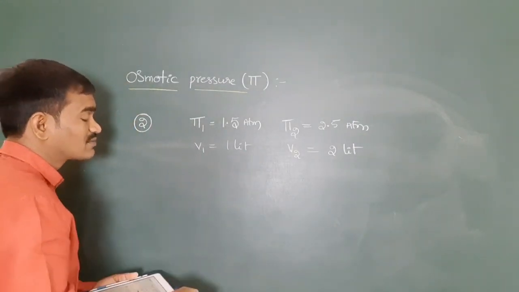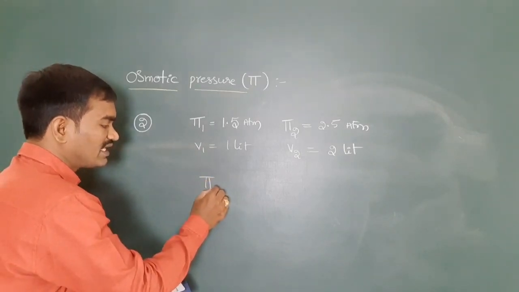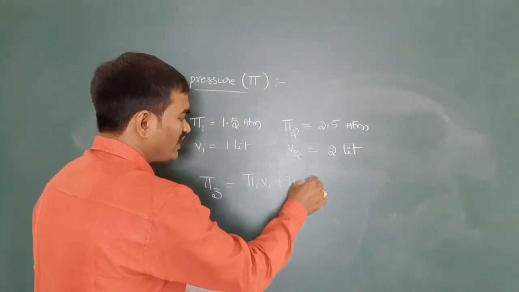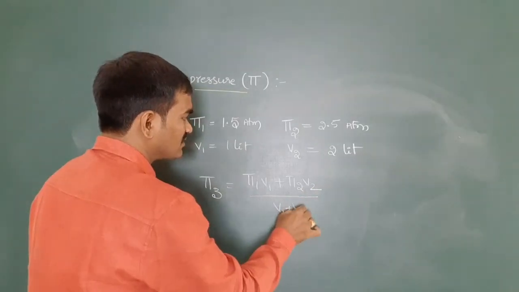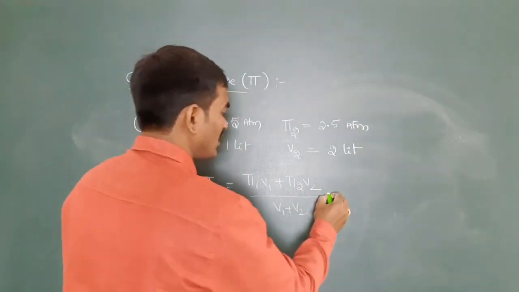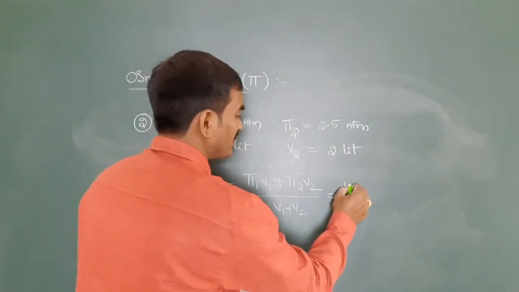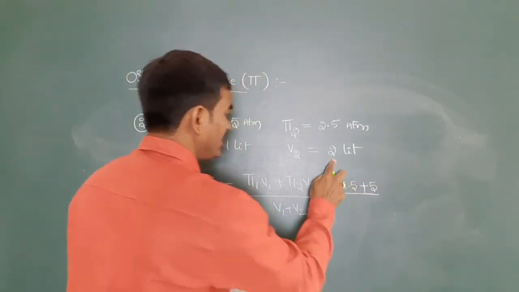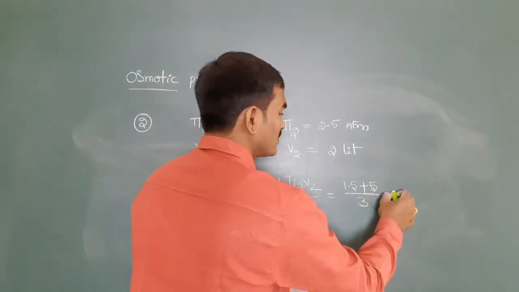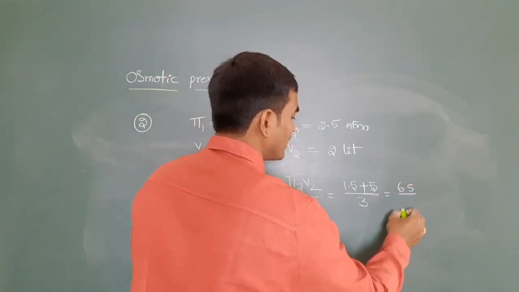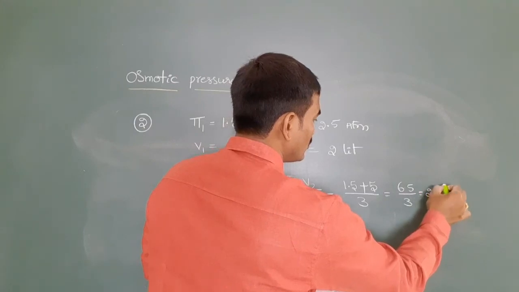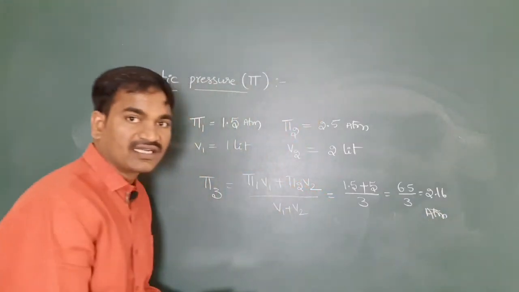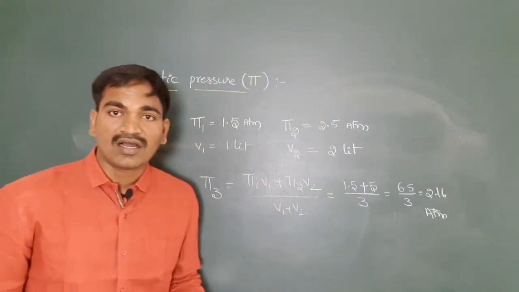The formula you know: pi 3 is equal to pi 1 V1 plus pi 2 V2, divided by V1 plus V2. So now here you see, 1 into 1.5, that is 1.5, plus 2 into 2.5, that is 5, divided by 1 plus 2, that is 3. Therefore, 6.5 divided by 3, which is 2.16 atm. Have you got it? So this is the total osmotic pressure concept.